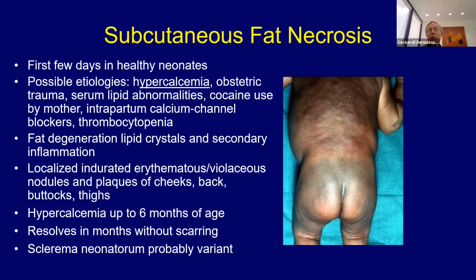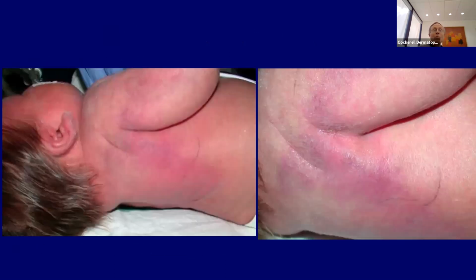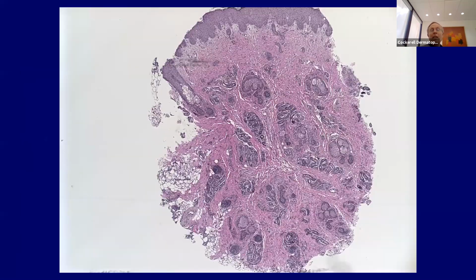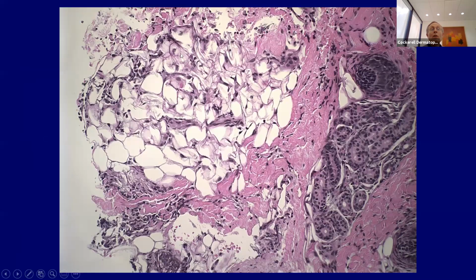And again, I tend to think of scleroderma as being a general, similar variant to this. So here you see another example of this. And if you look at this under the microscope, the changes are in the lobules of the fat, and you see these little crystals here. So this is palmitic acid that basically is precipitating within these lipocytes.